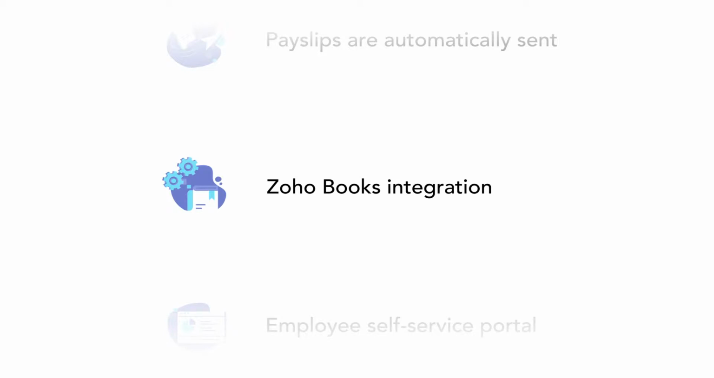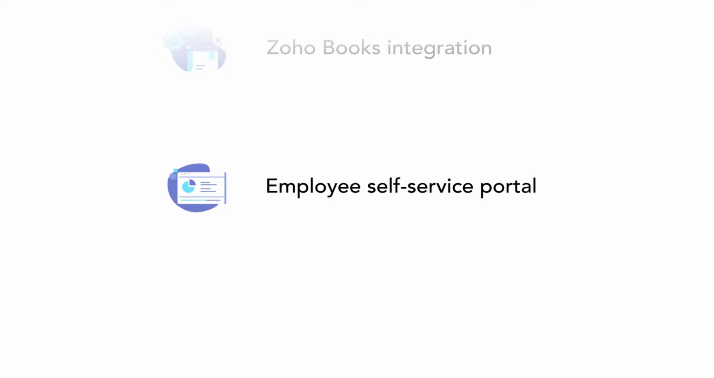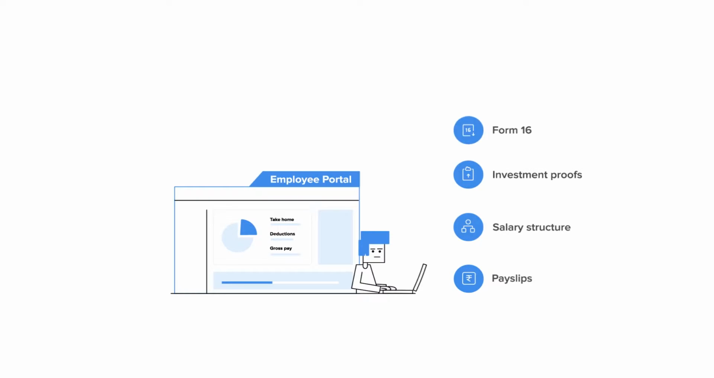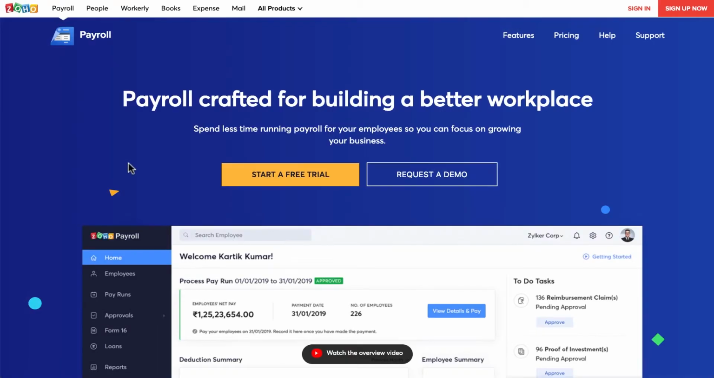On top of all this, Zoho Payroll provides an employee self-service portal where they can log in to see their salary slips, salary structure, add their investment proofs, download Form 16, and a lot more, all from their smartphone. Let's create a new Zoho Payroll organization.